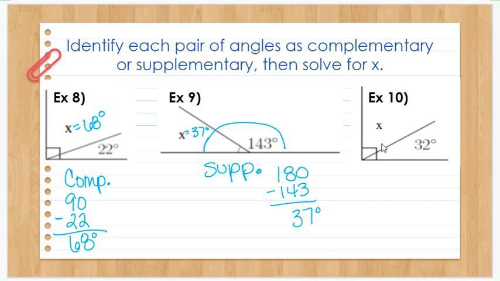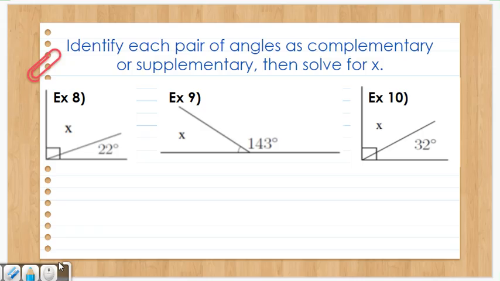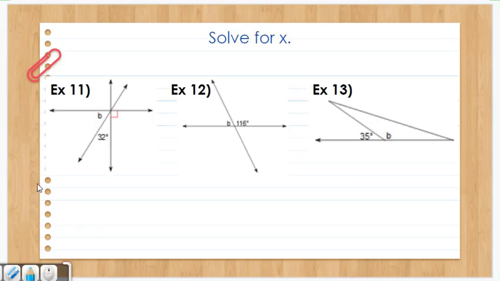All right, these two angles together are complementary because we have the little square here in the corner that tells us that these two are going to add up to 90. So to find the missing, we're going to do 90 minus 32. And that's going to give us 58. All right, so x equals 58 degrees. Hope you did well. All right, let's move on to the next problem.